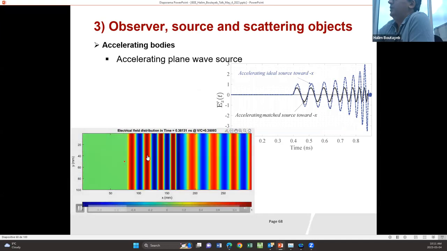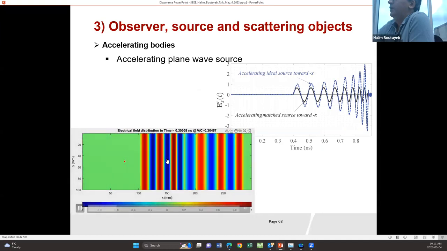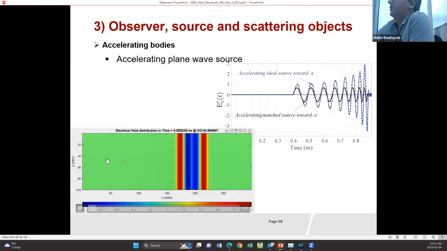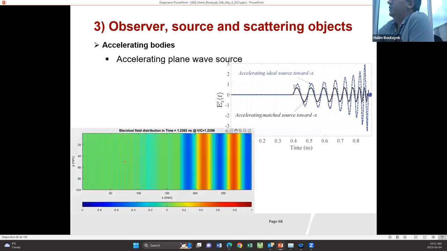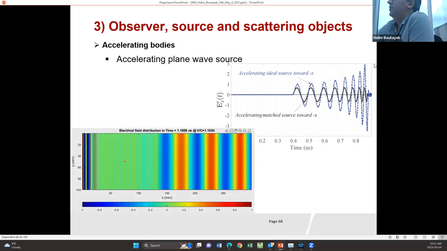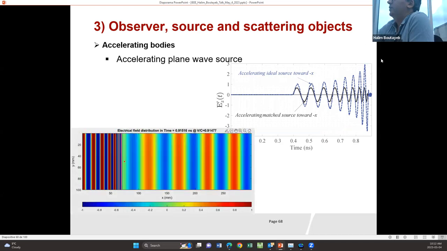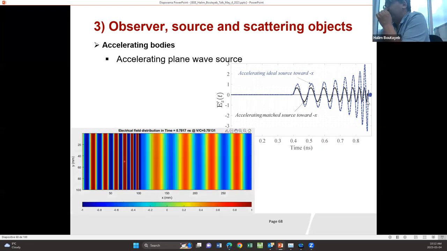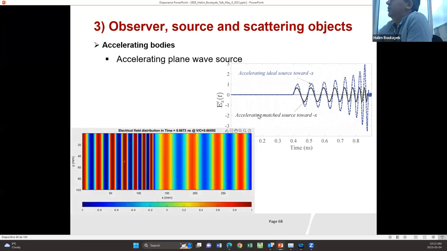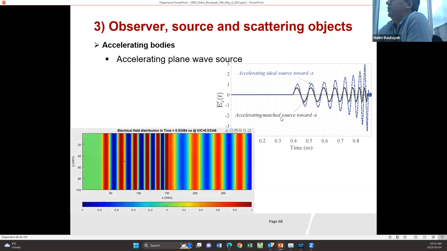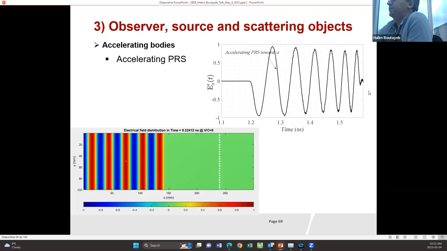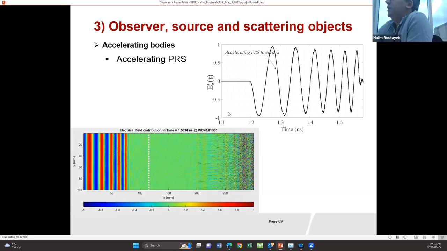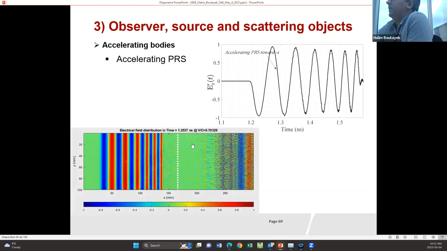This is what we see for a moving plane wave source. So you see the frequency here decreasing, increasing, and here the frequency decreased. If we consider an ideal plane wave source, we see the amplitude increasing a lot, constantly increasing. But if we look at the accelerating matched plane wave source, the amplitude doesn't change. Here we see an accelerating partially tilting surface.